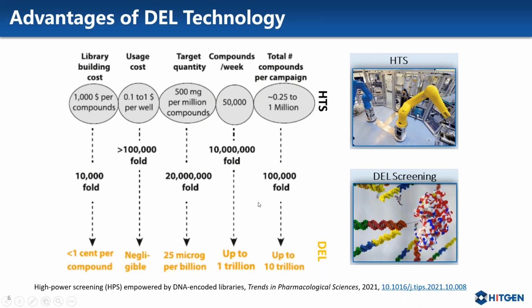Beyond that, DEL screening has many other advantages over traditional approaches. First, easily access trillions of physically existing compounds. Second, saving important target consumption. Third, more cost-effective.